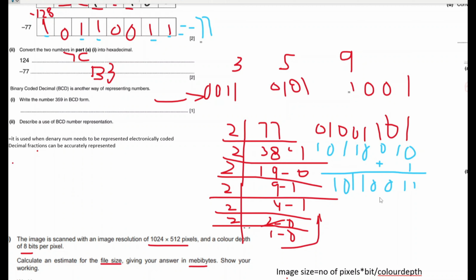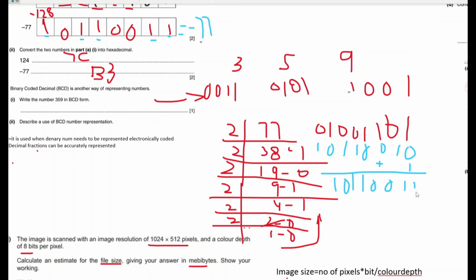Okay, now you got the answer for negative 77. So this is negative 77 into its equivalent binary number, right? Once you get this, you have to write down its equivalent hexadecimal.